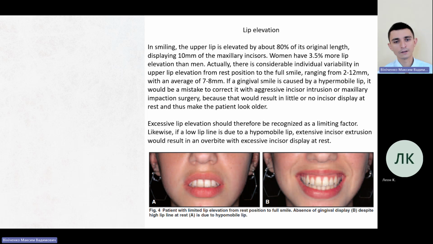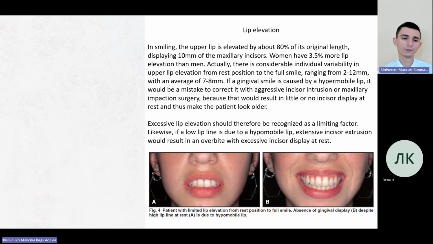If a gingival smile is caused by a hypermobile lip, it would be a mistake to correct it with aggressive incisor intrusion or maxillary impaction surgery, because that would result in little or no incisor display at rest and thus make the patient look older. Excessive lip elevation should therefore be recognized as a limiting factor. Likewise, if a low lip line is due to a hypermobile lip, extensive incisor extrusion would result in an overbite with excessive incisor display at rest.